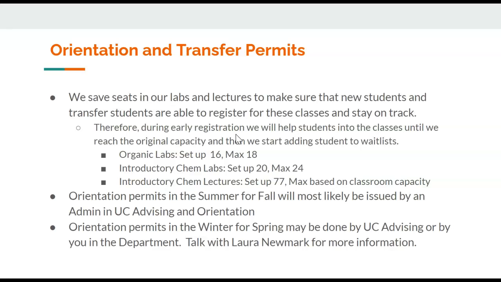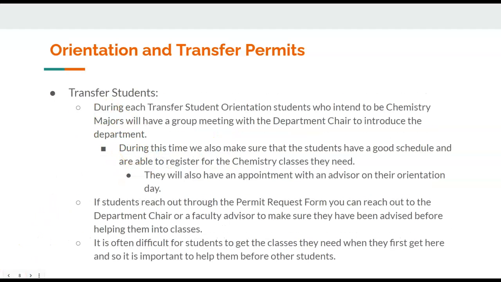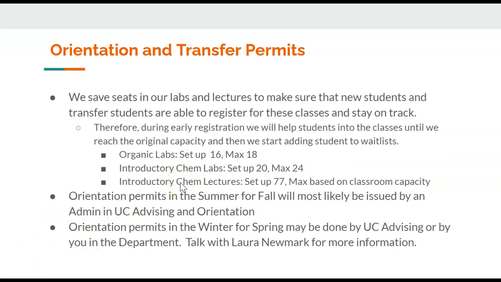So now we're on to orientation and transfer student permits. Like I said, we save seats in our labs and lectures to make sure those students have the chance to register and stay on track. So for early registration, these are the numbers that we set up the classes to make sure that those seats are available. So for the organic labs, we set it up to 16, and the actual capacity for the rooms is 18. So we can add up to 2 students from each section, and this is for fundamentals of organic chemistry 1, and organic chemistry 2.